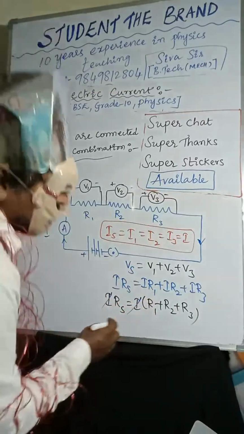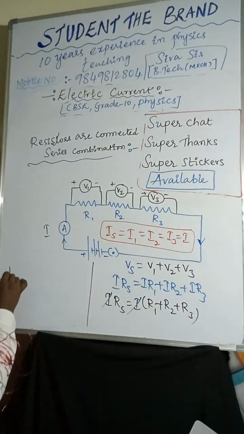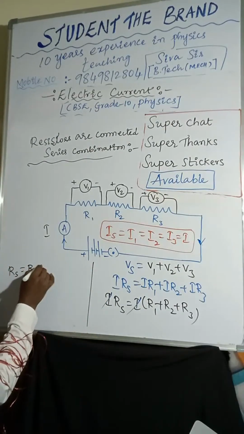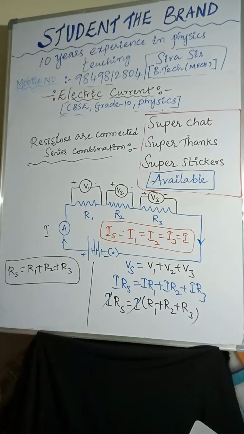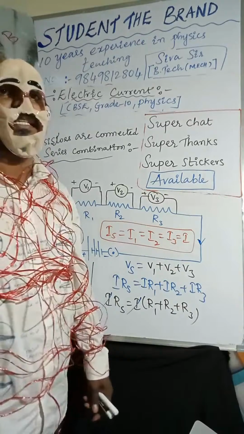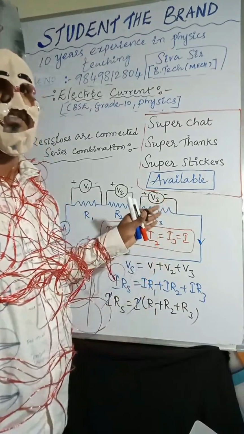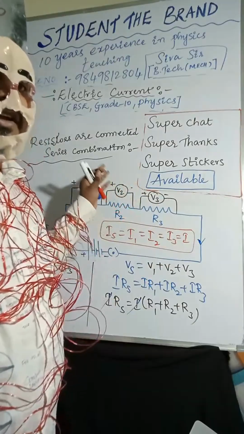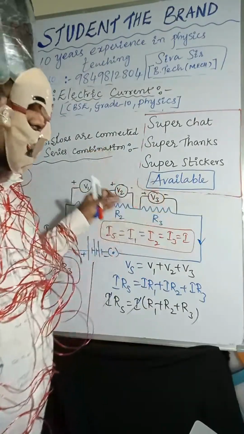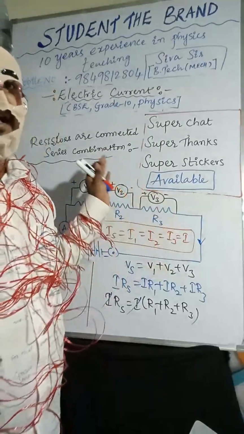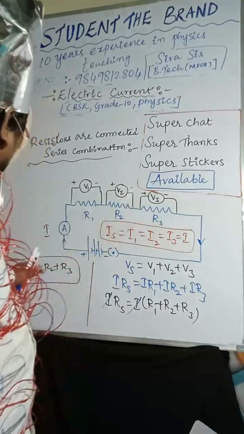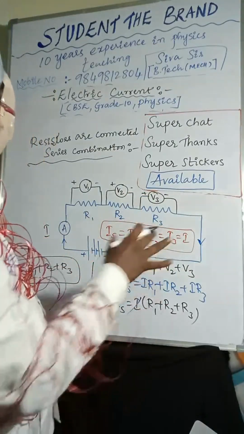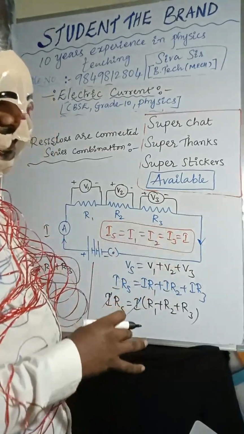Rs equal to R1 plus R2 plus R3. So you have to add all the resistances. If you want to find out the resistance in series combination, you must add all the resistances. Rs equal to R1 plus R2 plus R3. So this is about resistance in series combination.